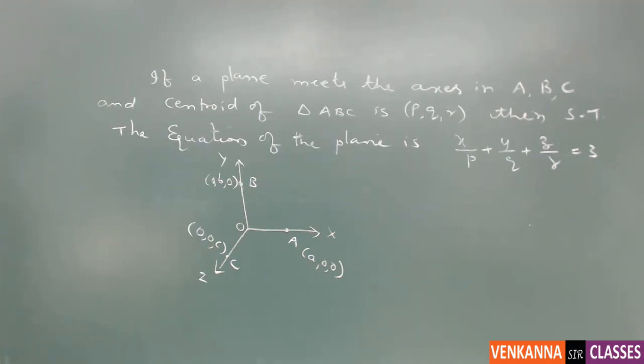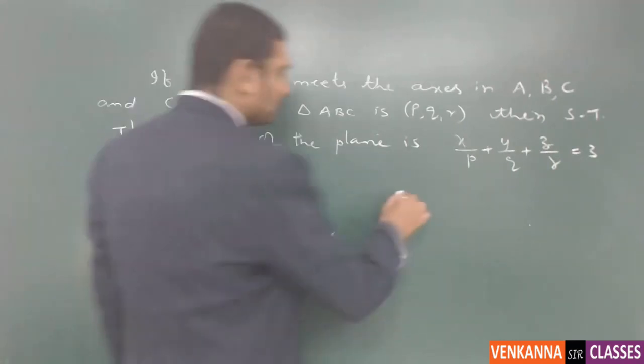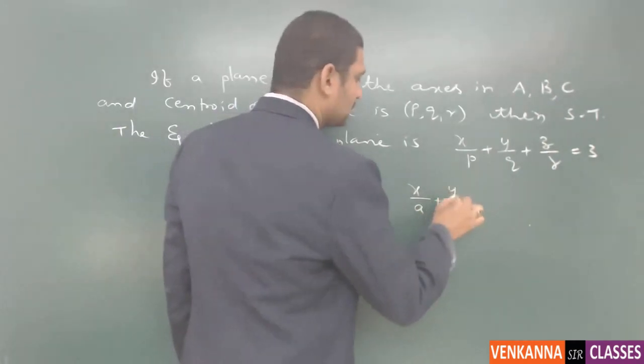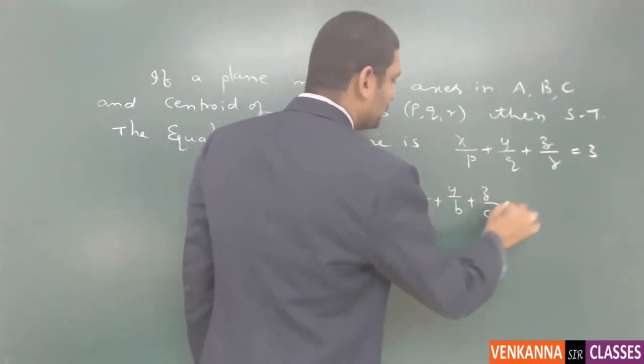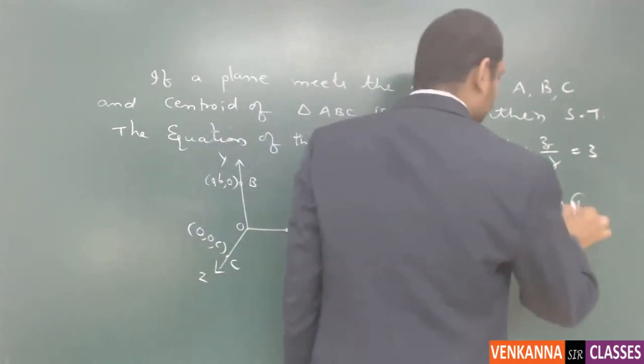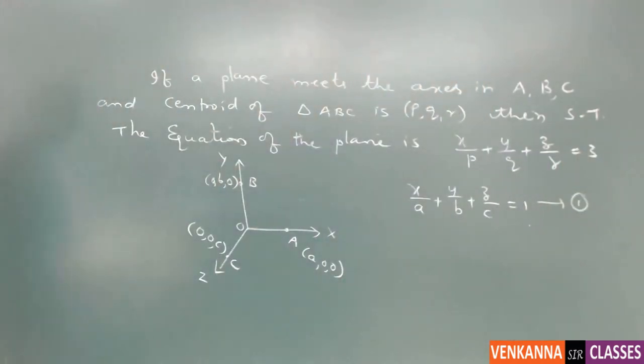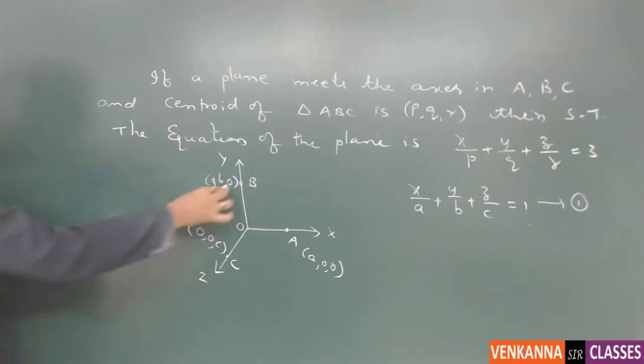So obviously the equation of the plane consisting of these 3 points, writing in the intercept form, is x by a plus y by b plus z by c equal to 1. Accepted all? Any doubts? Now, since we have 3 points, you can frame the triangle. This is triangle ABC.